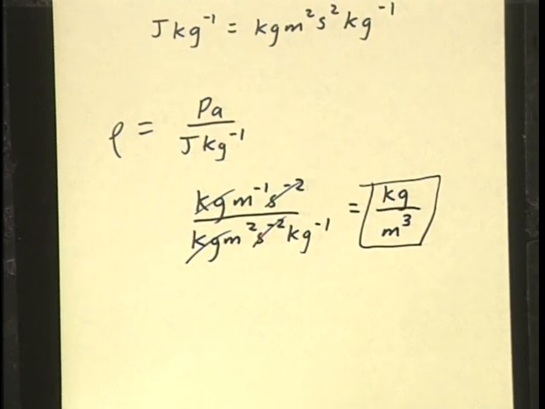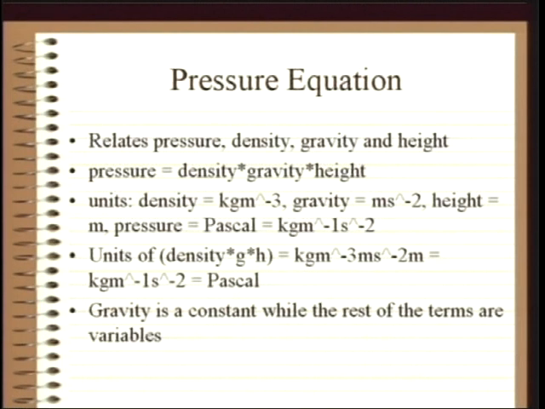Next on the PowerPoint, we're going to look at the pressure equation. This relates pressure, density, gravity, and height. And the equation is the pressure is equal to density times gravity times height. The density units that we found out are kilograms per meter cubed. Gravity is meters per second squared. Height in meters. The pressure is in pascals, which is a kilogram meter to the -1 second to the -2.